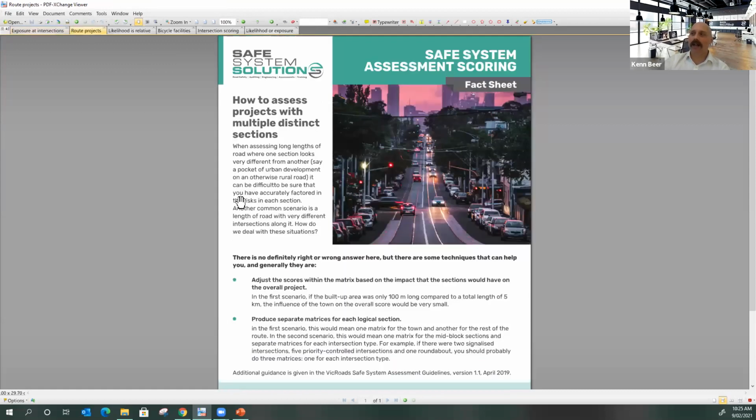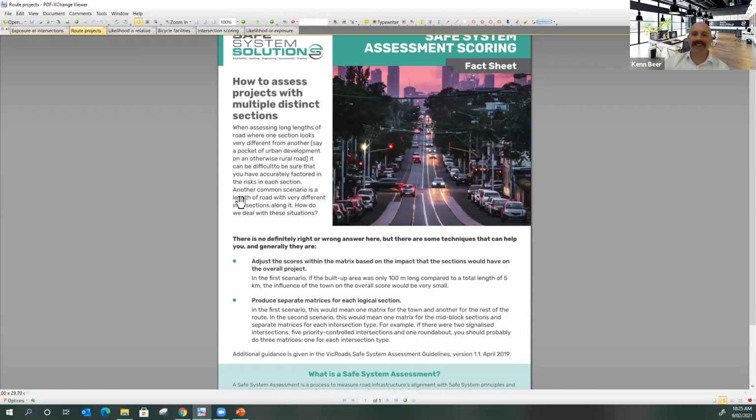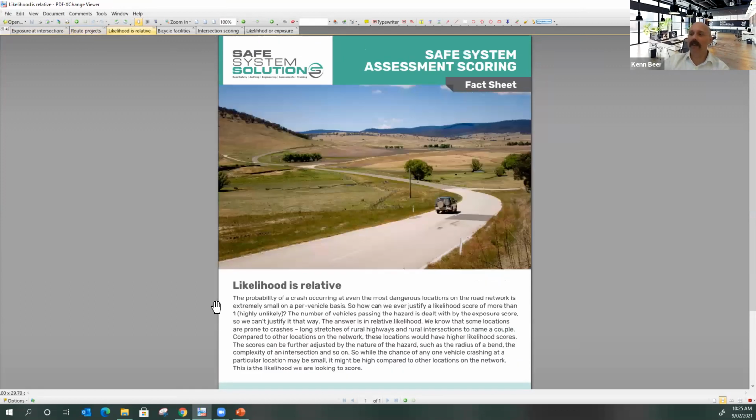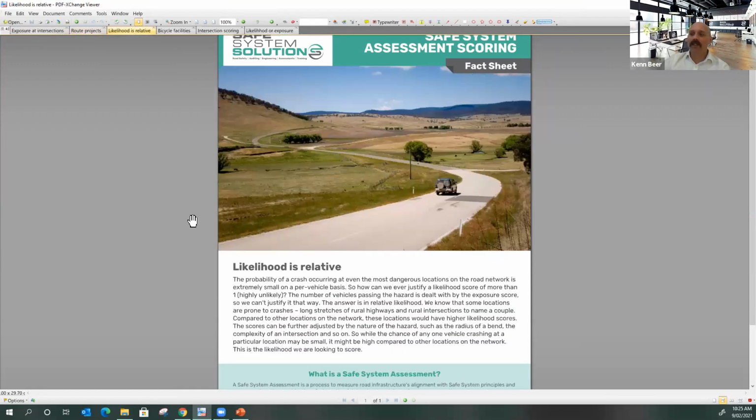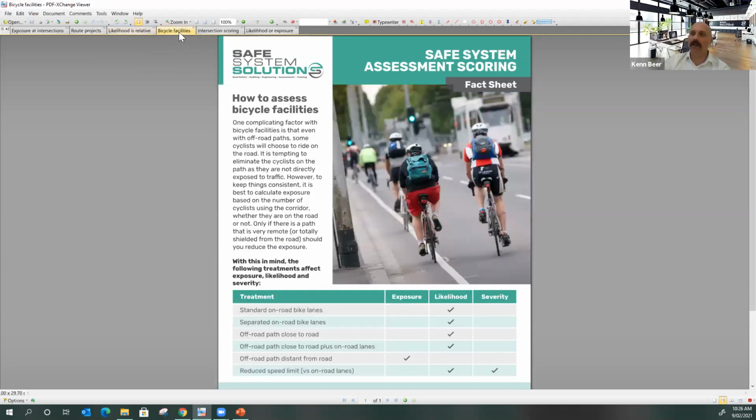This is much more into the details of a safe system assessment. So I'll come back to that, but it's how to do a safe system assessment of a route project, not just an isolated intersection or the like. Again, scoring we haven't got to, but we put some scores to things. That likelihood score we put is a relative likelihood score compared to other areas.